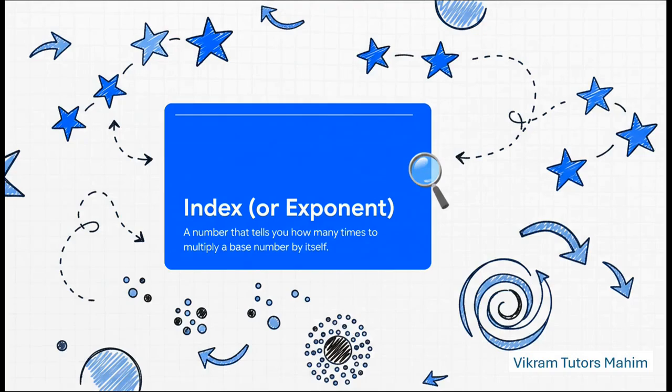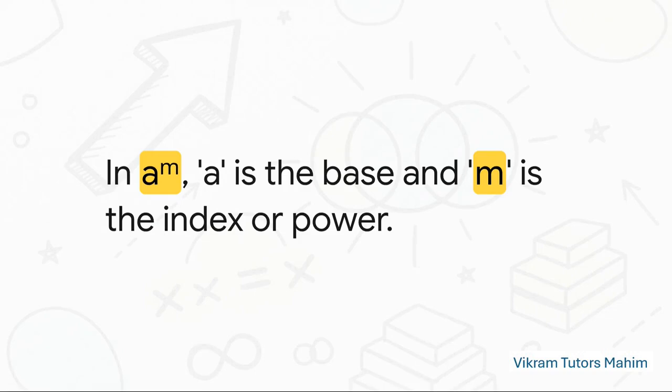It's just a shortcut for multiplying a number by itself over and over. Like in 2 to the 7, 2 is the base, 7 is the index. Simple, right? Let's get our first tool.